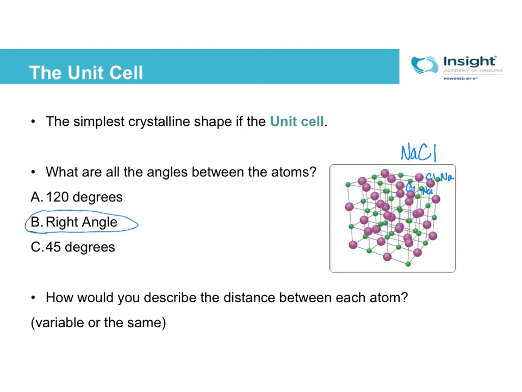And how would you describe the distance between each atom? Are they changing? Is it always the same? And it's always the same. So it's this very uniform structure.